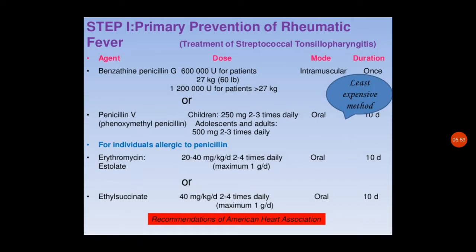So if we are finding anybody with streptococcal infection, the primary prevention of rheumatic fever, that is prevention of occurrence of rheumatic fever, the first attack, is done with agents like benzathine penicillin G, given intramuscularly, or penicillin V, which we give orally. It's the least expensive method. And for individuals allergic to penicillin, erythromycin ethyl succinate can be administered. So these are the recommended drugs according to the American Heart Association for primary prevention of rheumatic fever.